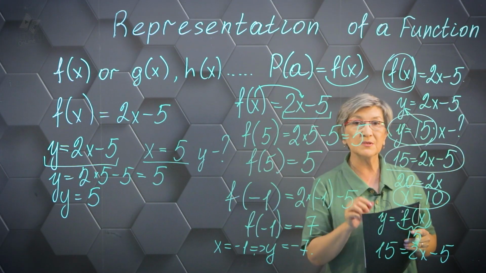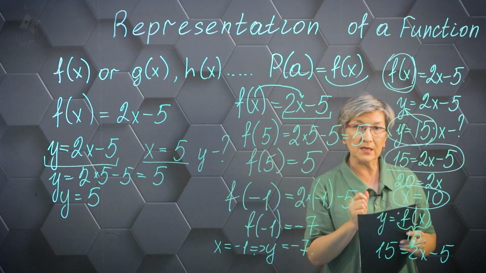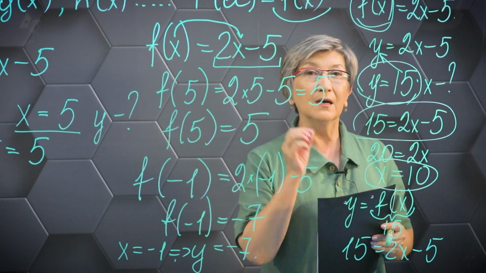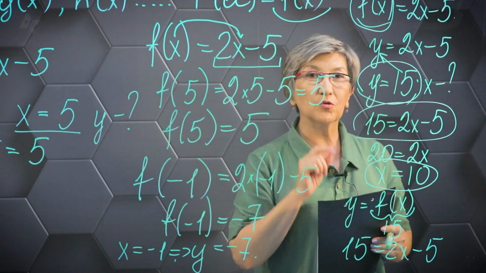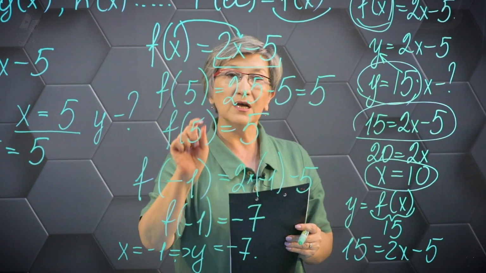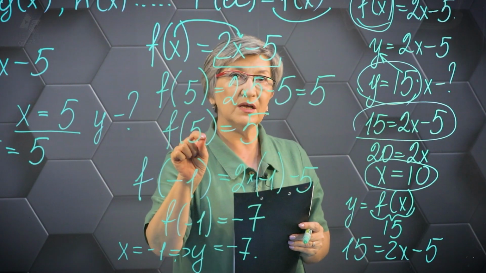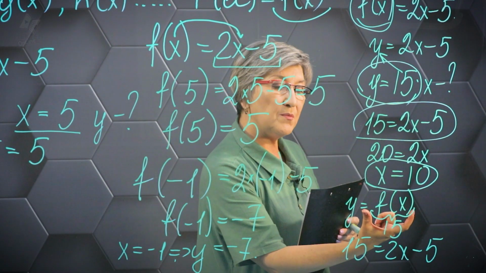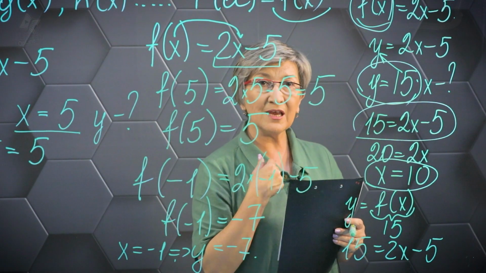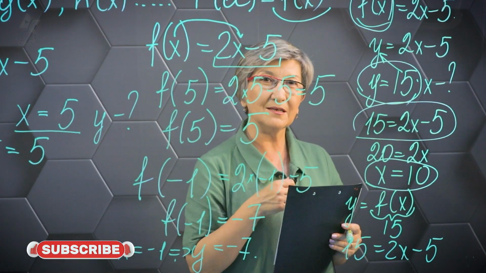In a functional relationship, you need to know exactly which variable you're substituting for which value. And that's what the condition of the assignment will tell you. If you have values written in parentheses, then you substitute those values in place of x. If you have a value written in place of f of x, then that is the value of y, and then you need to find x.